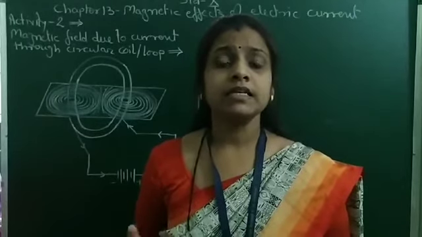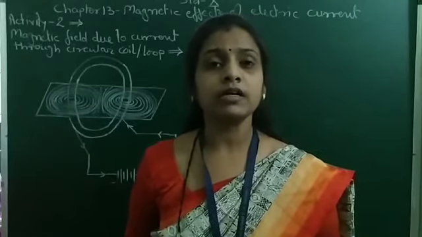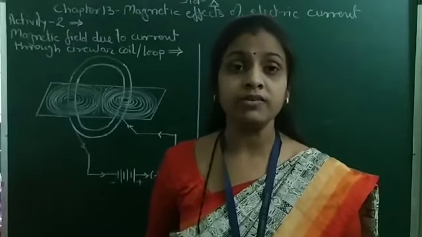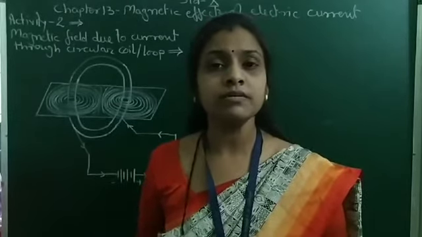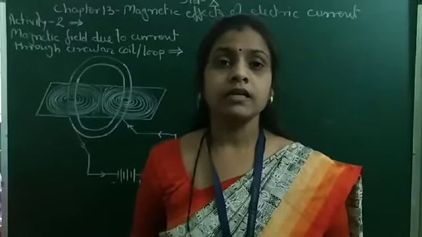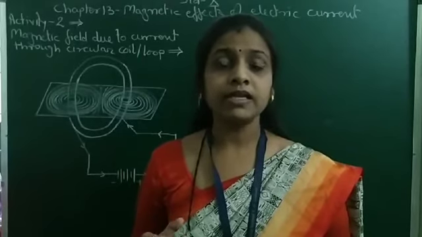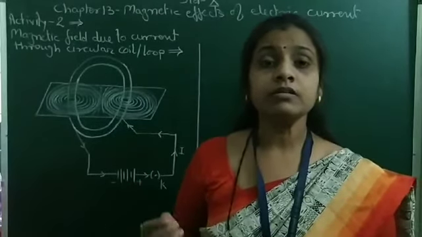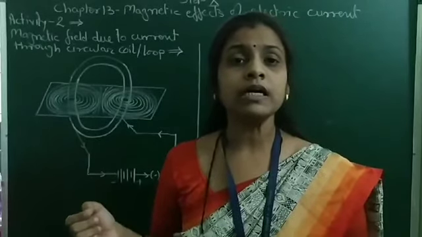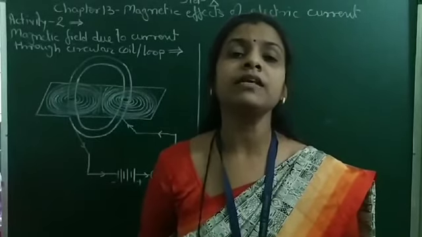We know that whenever electric current flows through a conductor, it produces a magnetic field. So if we increase the electric current, the magnetic field also increases. And as the distance of a point from the conductor increases, the magnetic field decreases.